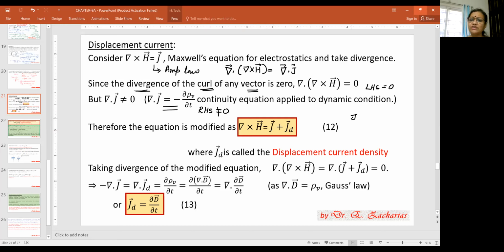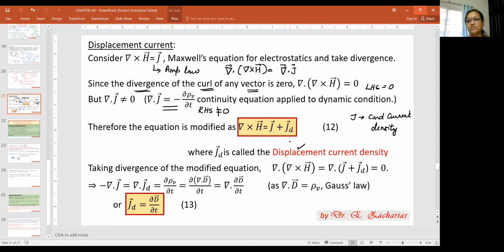Now, what is J? J was the conduction current density. And what is the JD that we have written? Certainly, that is also a current density, but this JD is called the displacement current density. We have introduced a concept called the displacement current to explain how the Maxwell's equation has to be modified for dynamic condition. So we have written del cross H is equal to J plus JD, where JD is called the displacement current density.